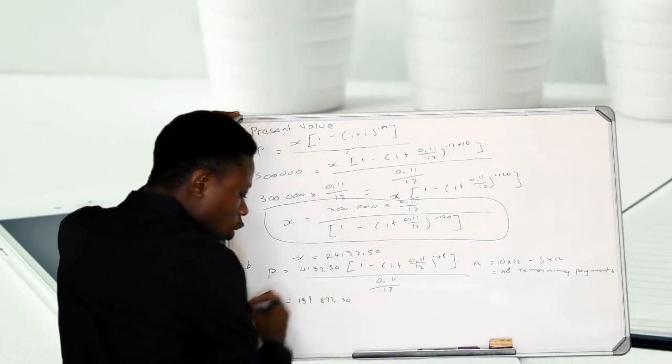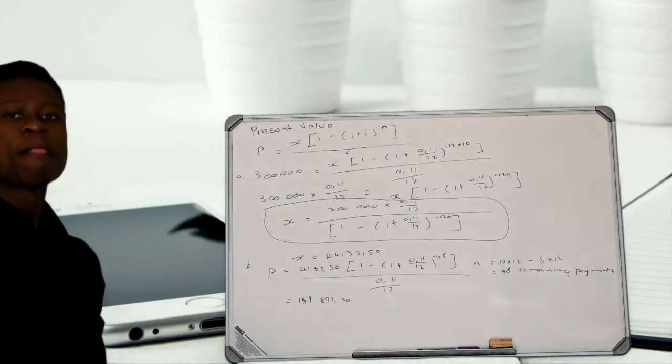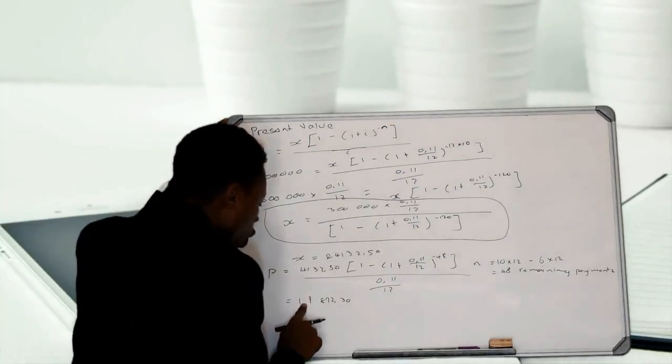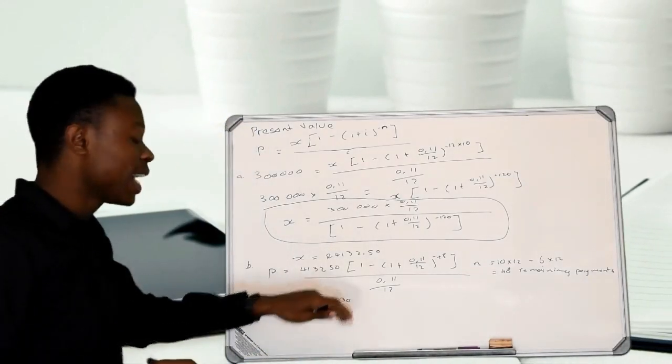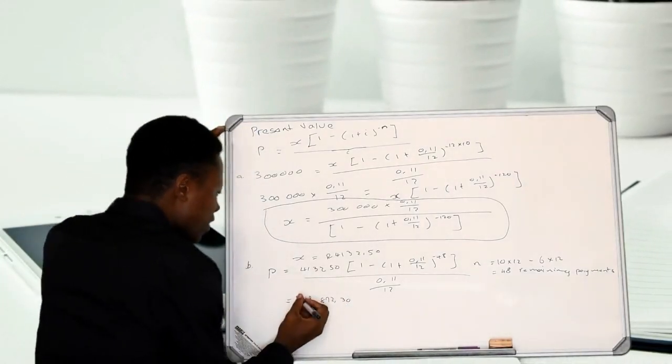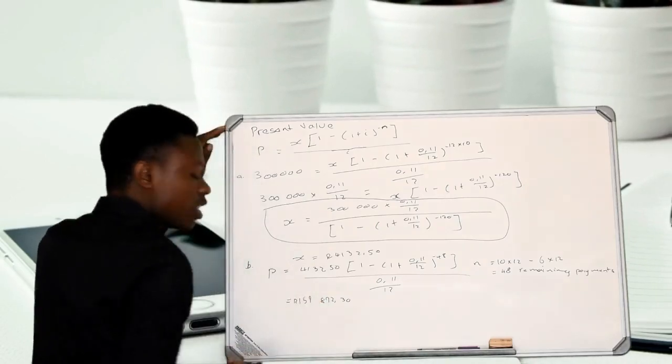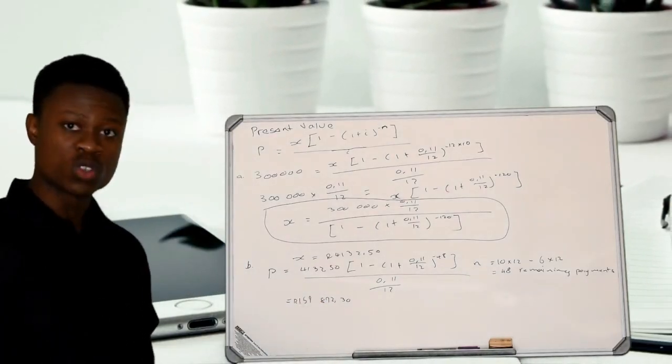Okay, so the final answer after I put it into the calculator is 159,892.30. So what does that mean? It means that the amount that she still owes, or that's still remaining, is 159,892.30 rand. Do not forget your units. It's in rands. That's how much she still owes.